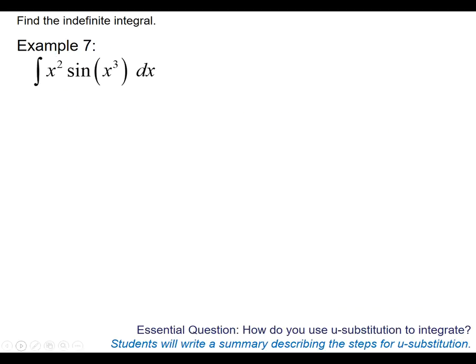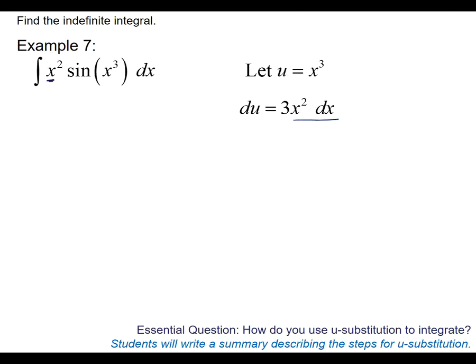All right, let's do this one. We've got 3 more. What do you think u is going to be? Inside the trig, right? Whatever you're looking for, that inner function. I like the x cubed. What is the derivative of that? du equals 3x squared dx. Yes, that x squared piece is important because look what's here.